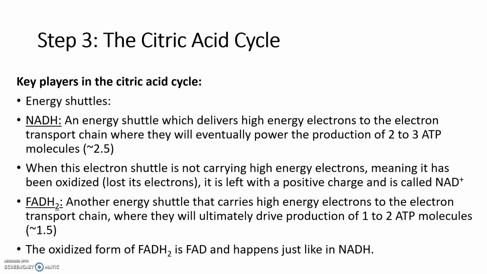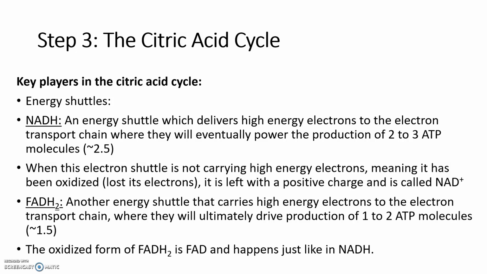Step 3 is the citric acid cycle, and it's important to list a few of the key players in the citric acid cycle, which are the energy shuttles. We've discussed NADH a little bit so far, but again, this is an energy shuttle which delivers the high energy electrons to the electron transport chain, where they will eventually power the production of 2 to 3 ATP molecules each, which is where we get that approximate number of about 2.5.